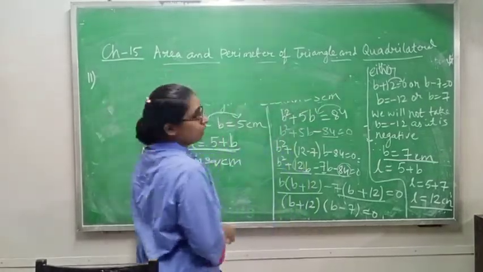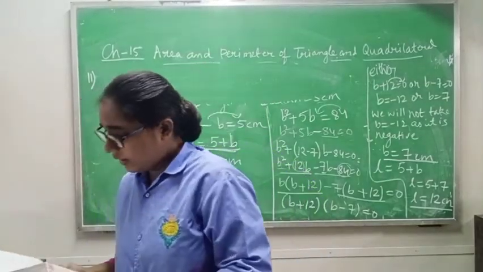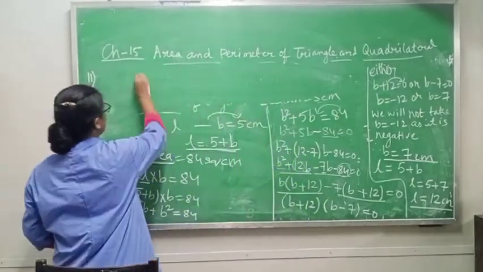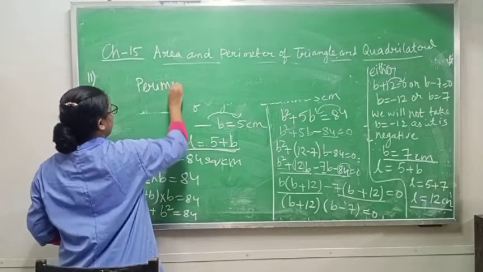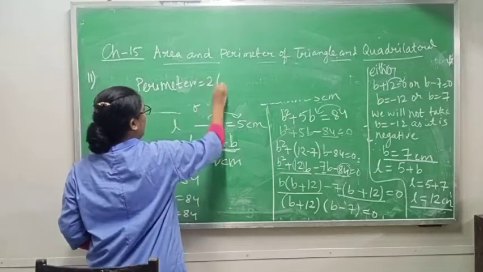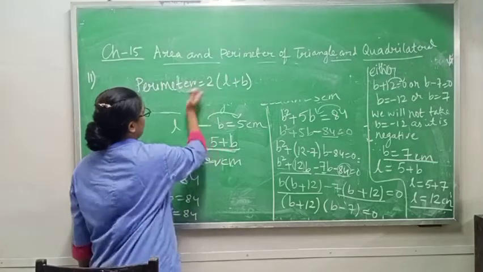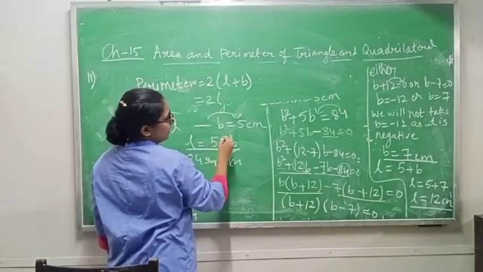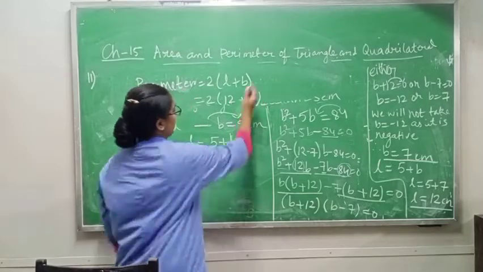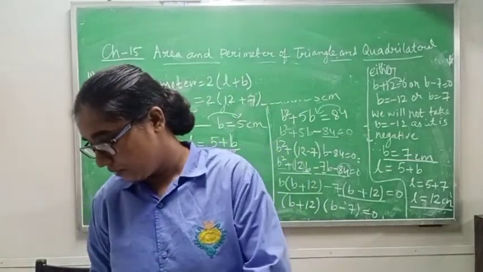You have to find the perimeter. They are telling you to find the perimeter. So let us calculate the perimeter of Sujata's paper. The perimeter formula is perimeter equals to 2 into L plus B, because the paper is in a rectangular shape. So 2, length is 12, breadth is 7. So please add this one and tell me how much you are getting.